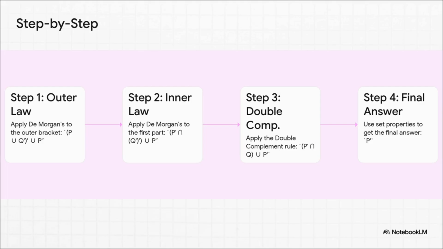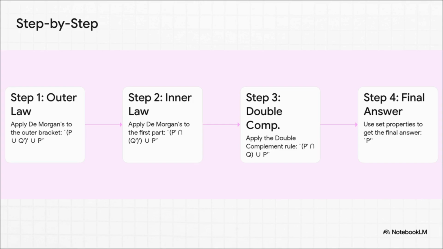Now, look at that first part. We have another chance to use De Morgan's law. So let's apply it again. We push that complement inside, giving us P prime intersect Q double prime. Now we can simplify that double complement, which just turns back into Q. So we're left with P prime intersect Q union P prime.